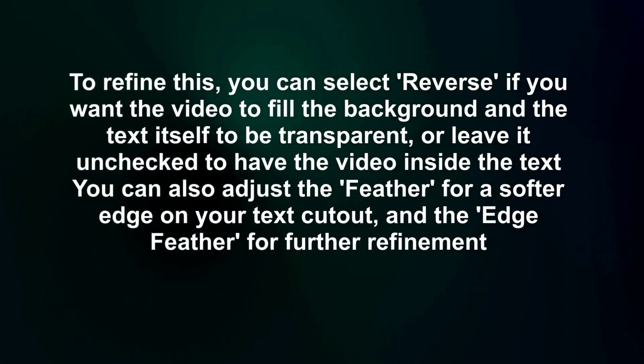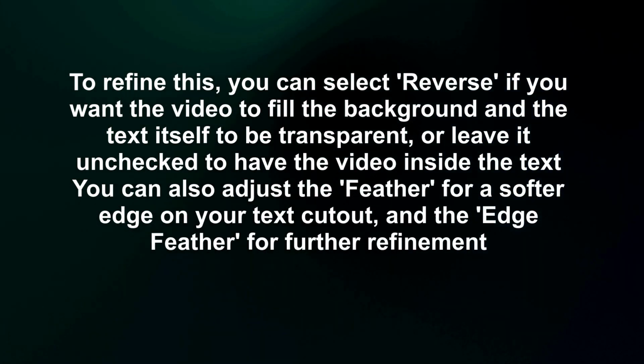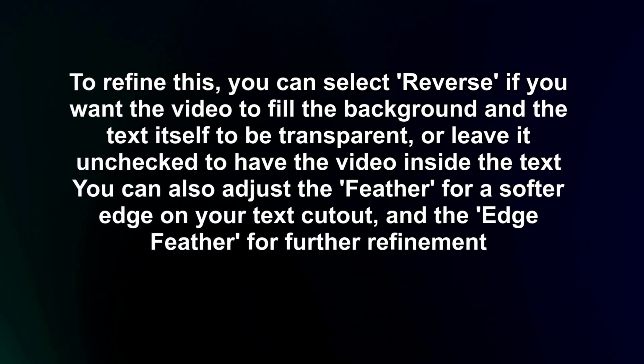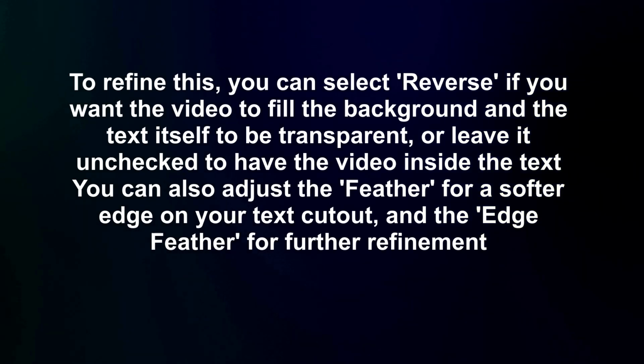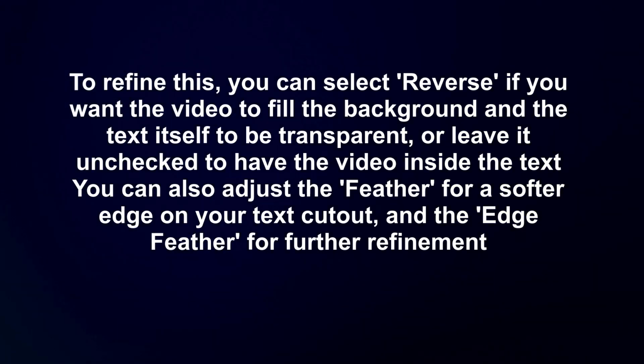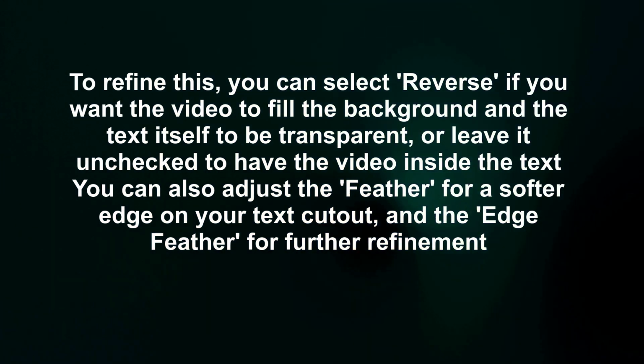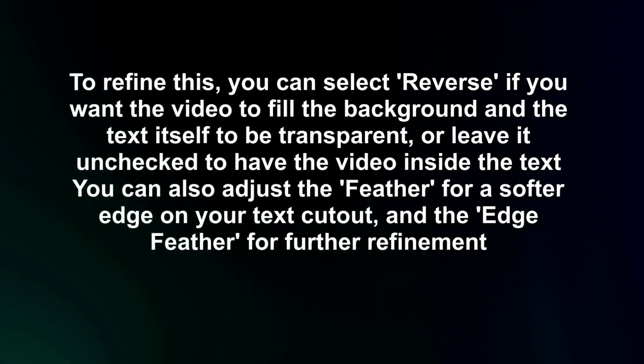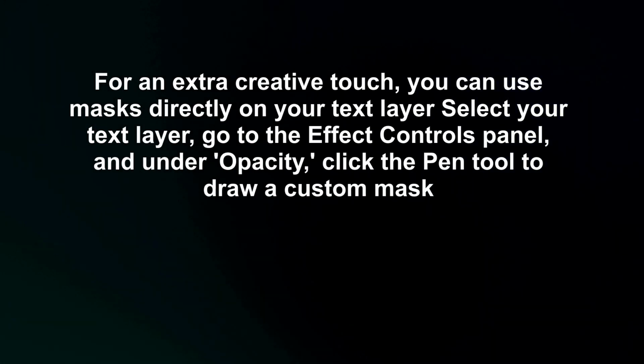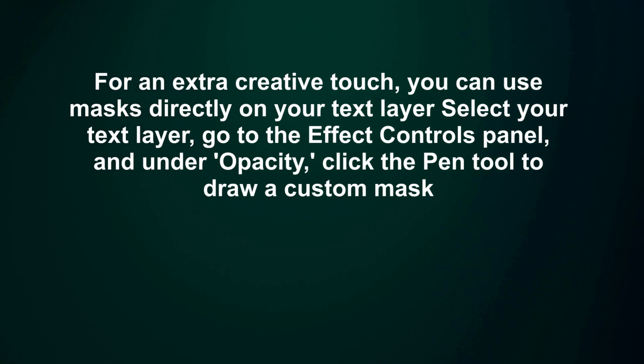To refine this, you can select Reverse if you want the video to fill the background and the text itself to be transparent, or leave it unchecked to have the video inside the text. You can also adjust the feather for a softer edge on your text cutout, and the edge feather for further refinement. For an extra creative touch, you can use masks directly on your text layer.